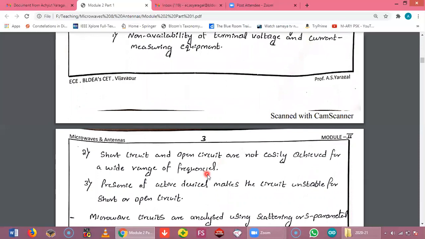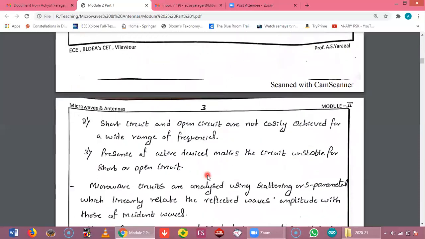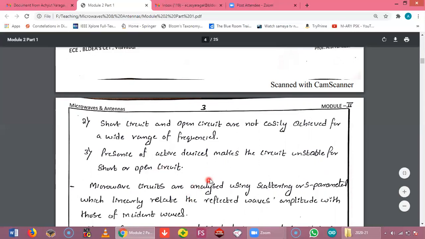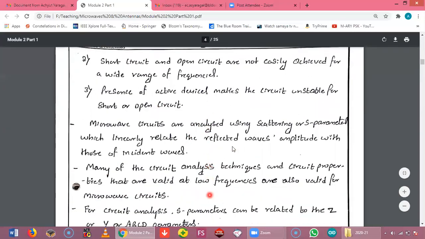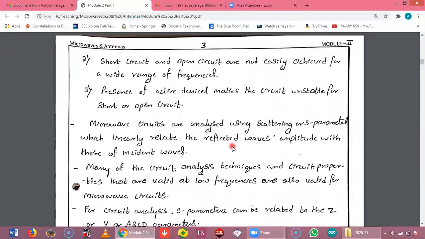The third point is that because of some active devices in the microwave network or microwave circuit, we are not able to get a stable output open circuit and short circuit. So these are the three limitations we have encountered while measuring voltages and currents at microwave frequencies with the help of H parameters, ABCD, Z and Y parameters.